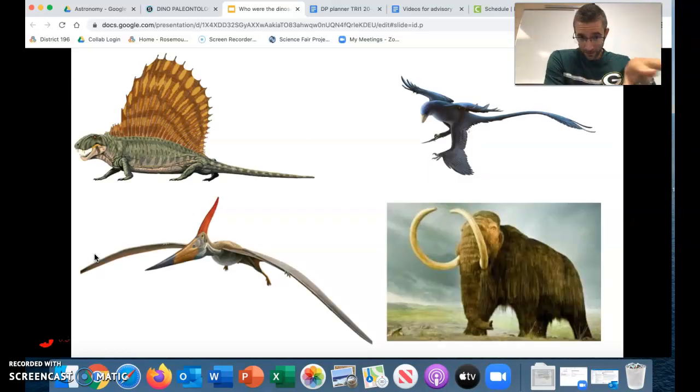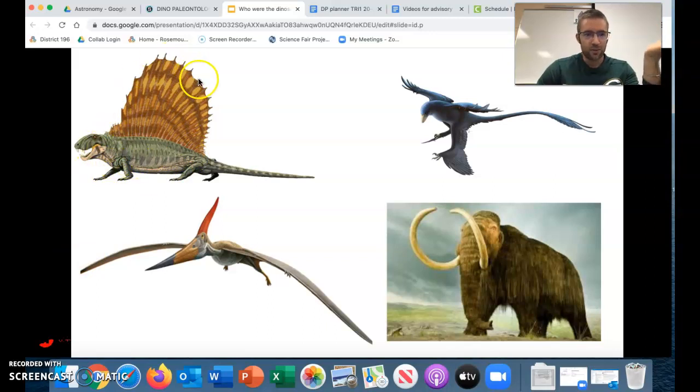So lots of different organisms on the page here. Only one of them is a dinosaur. One of my favorite prehistoric animals is this guy. This guy is Dimetrodon.